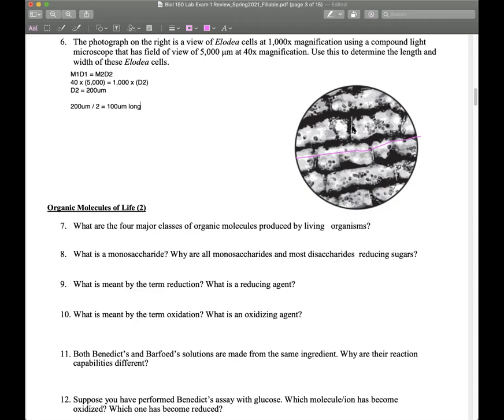And then what about the other dimension, this width? That's a little bit trickier. Let's see, how many widths do we have? 1, 2, 3, 4, maybe 5. So 200 micrometers divided by about 5 widths. That's what, 40 micrometers wide.